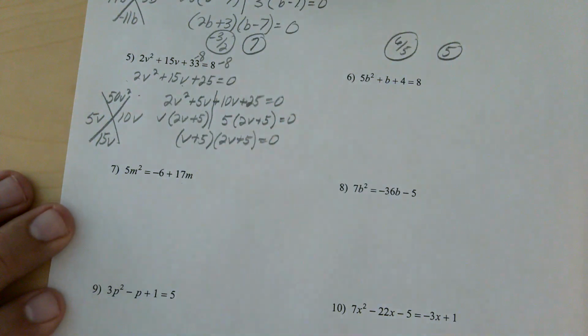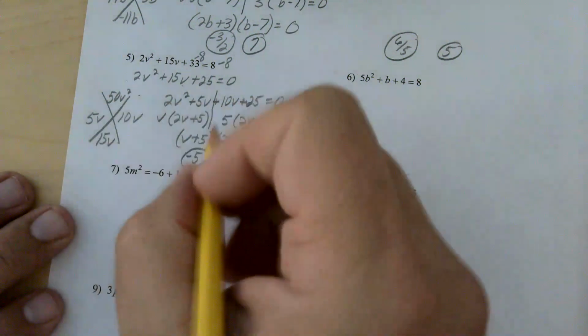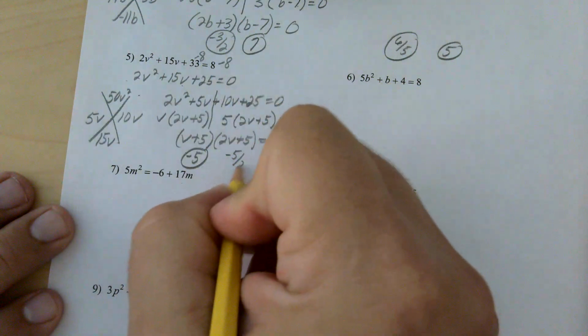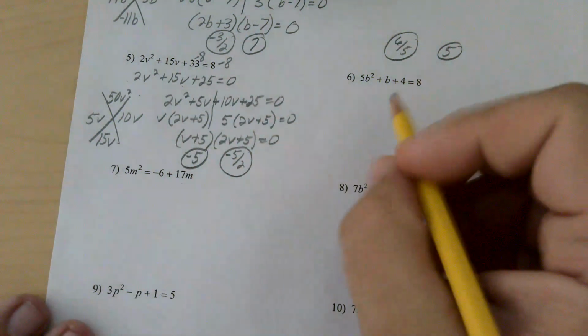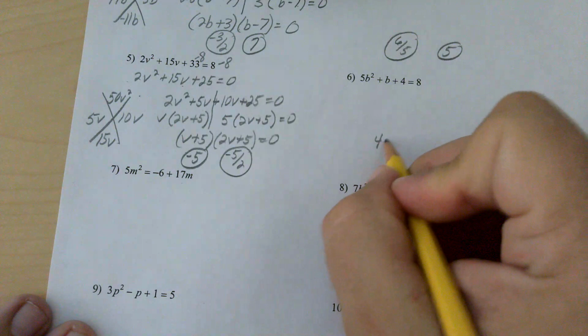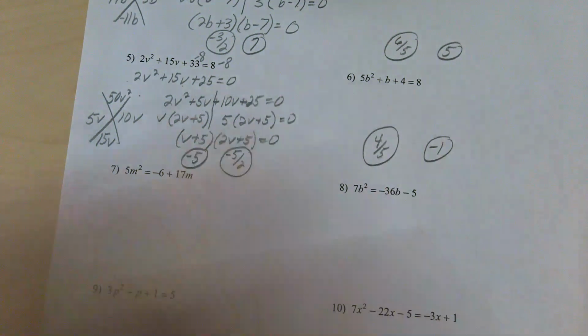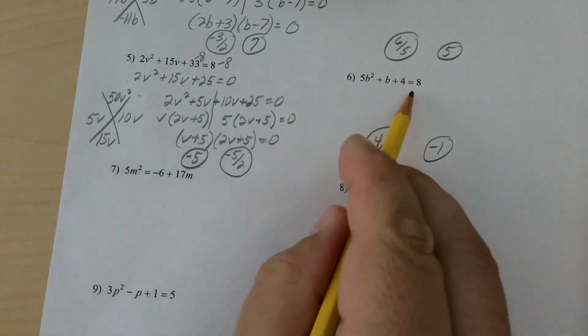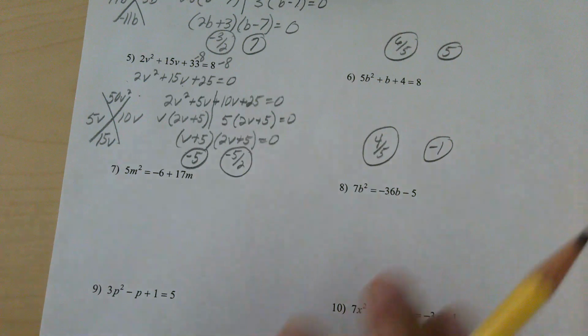So then I use that zero product property. I know negative 5 is a solution. And I know negative 5/2 is going to be my other solution. Okay. Number 6, work it out so that you get 4/5 and negative 1. I want to see the work though. You're going to have to subtract that 8. You can't begin until it's equal to 0.